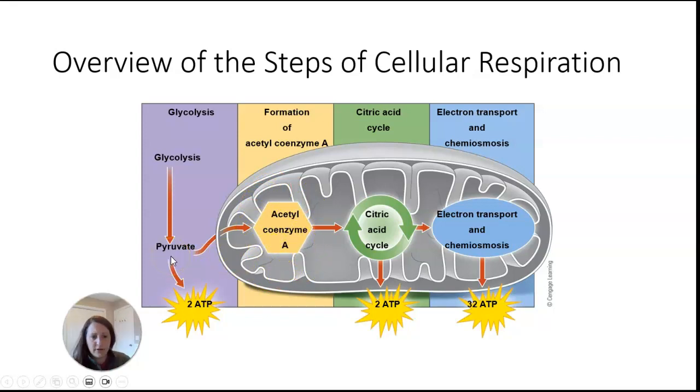So pyruvate still has energy in it, both molecules, right? And so those 2 molecules need to be further oxidized. So energy needs to continue to be pulled off or out of pyruvate. And that's what's going to happen in the next 2 steps. So part 2 of the chapter, which is coming up, we're going to look at step 2 and step 3. And then in part 3 of the chapter, we'll look at the electron transport chain and oxidative phosphorylation. And then we'll end the chapter again with anaerobic respiration and fermentation.